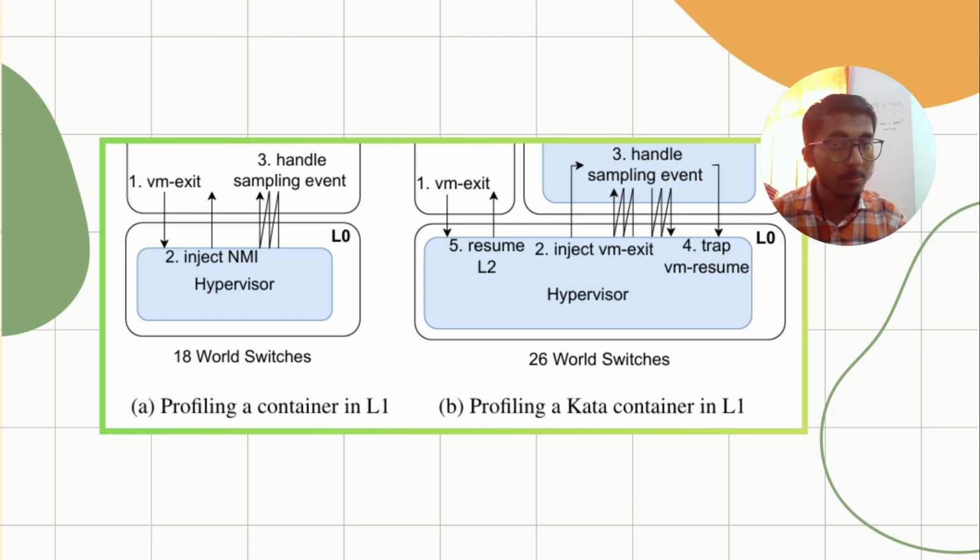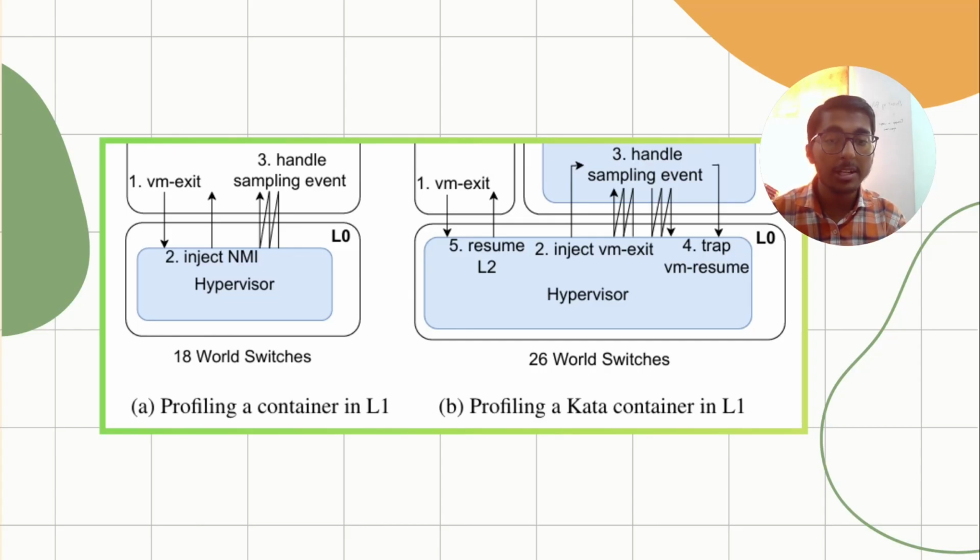Next, let's talk about profiling in a Kata container in L1. In this case, the hardware counter triggers an interrupt, which triggers an exit from L2 to L0. Then L0 injects a similar interrupt to L1 and enters L1. Next, as part of the interrupt handling routine, L1 reprograms the hardware counter, accesses the MSRs, and performs the VM read and VM write, which access the VMCS, overall triggering 22 world switches.